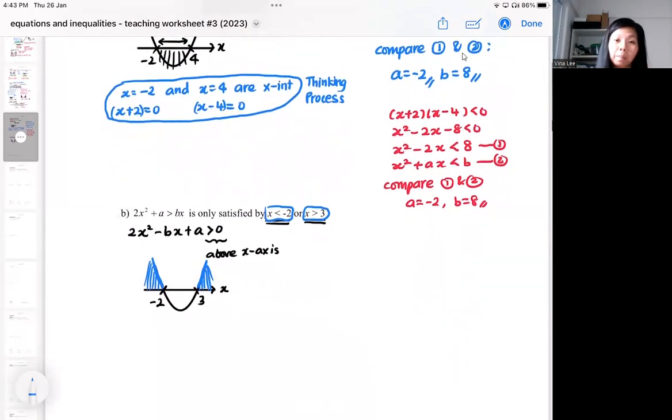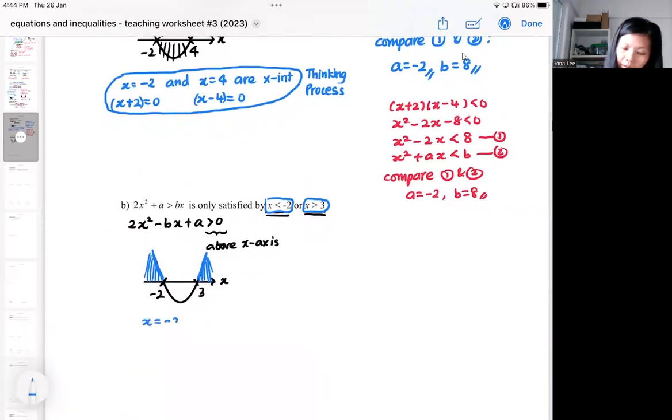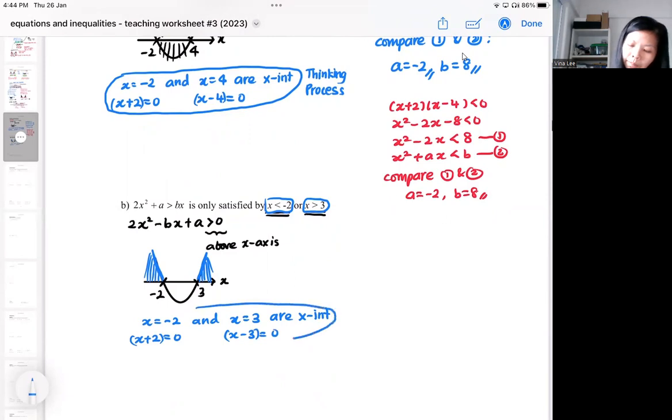So what will be my thinking process? I'm going to think of -2 and 3 as the x-intercepts. The x-intercepts came from the brackets. So one bracket will be x plus 2, and the other bracket will be x minus 3. Again, this is the thinking process. The thinking process will lead you to come up with two brackets.